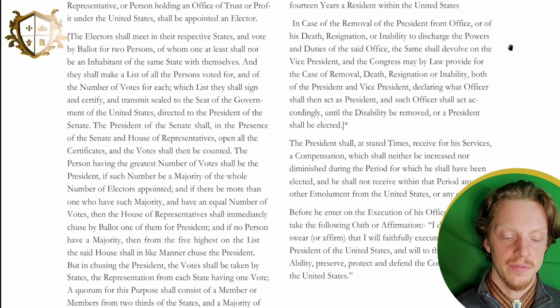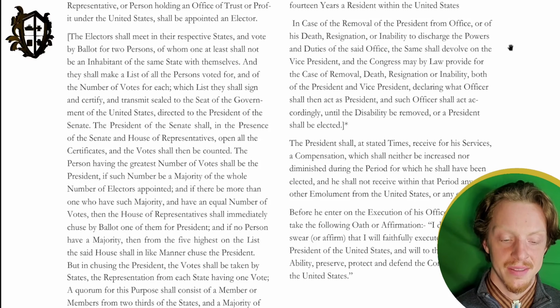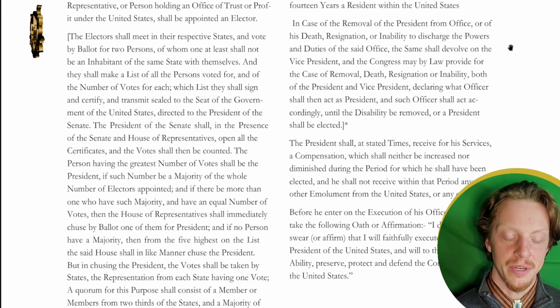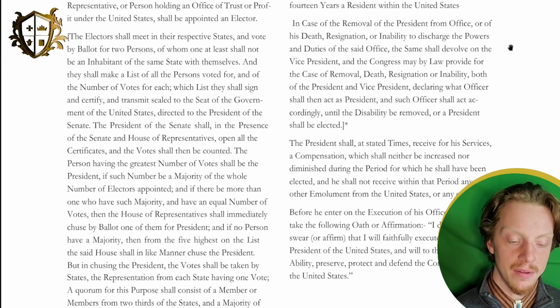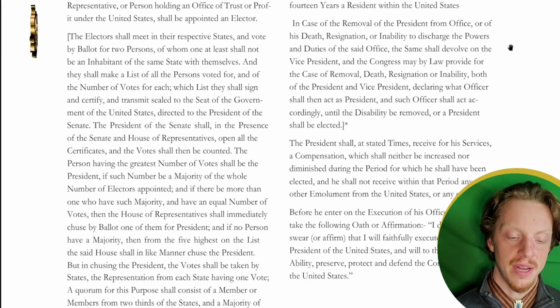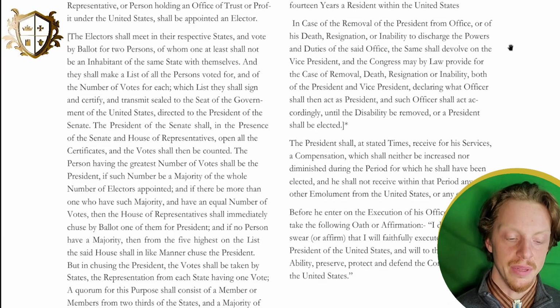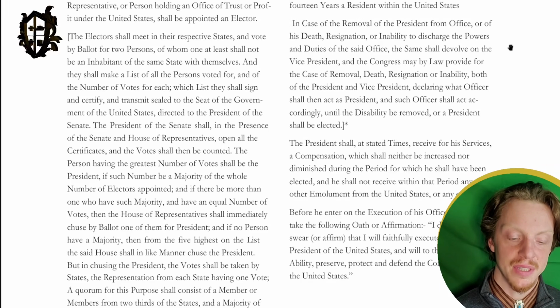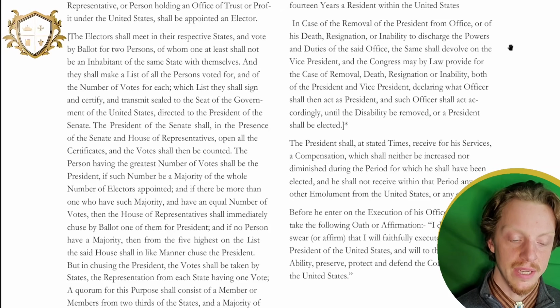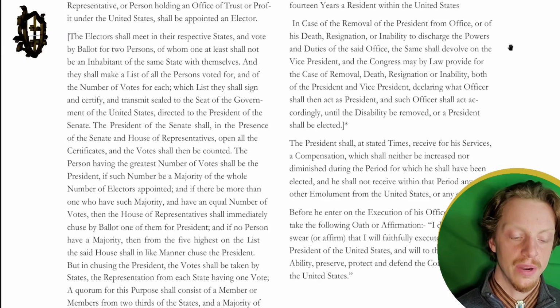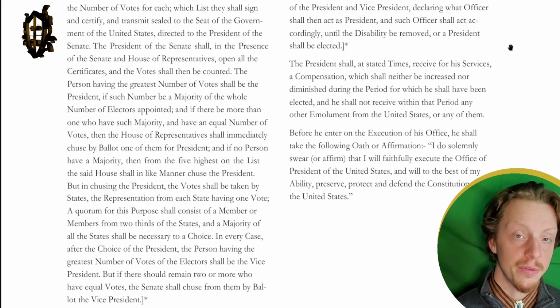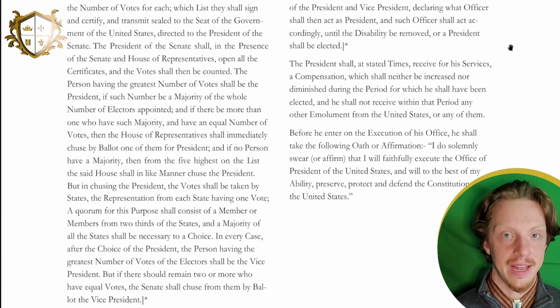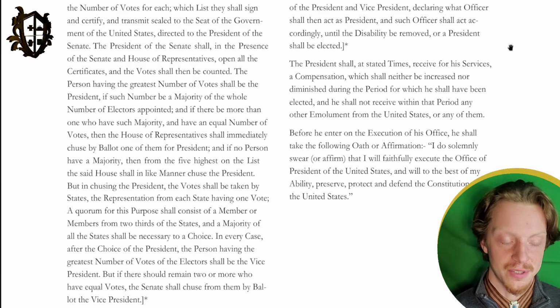In case of the removal of the President from office or of his death, resignation, or inability to discharge the powers and duties of the said office, the same shall devolve on the Vice President, and the Congress may by law provide for the case of removal, death, resignation, or inability both of the President and Vice President, declaring what officer shall then act as President, and such officer shall act accordingly until the disability be removed, or a President shall be elected. So even before the 25th Amendment, they already had a list of successors.